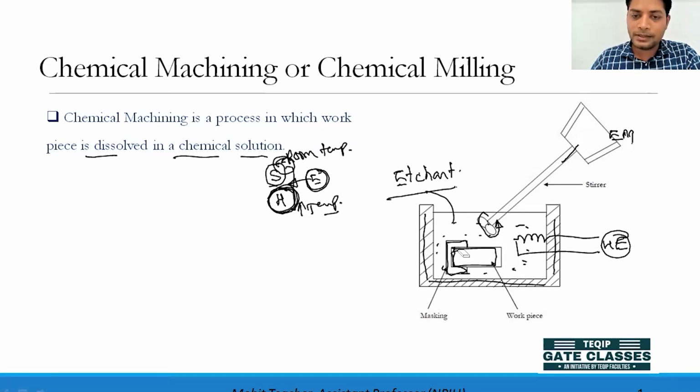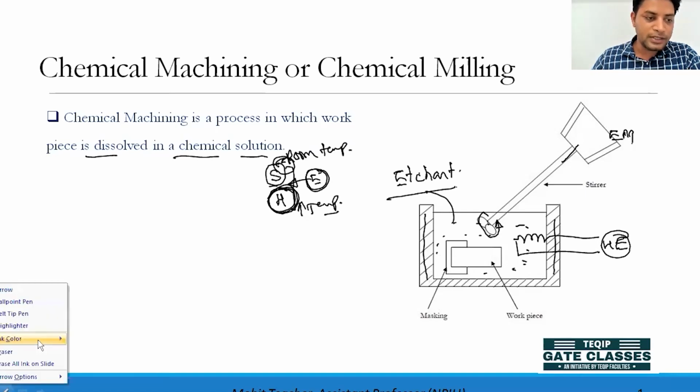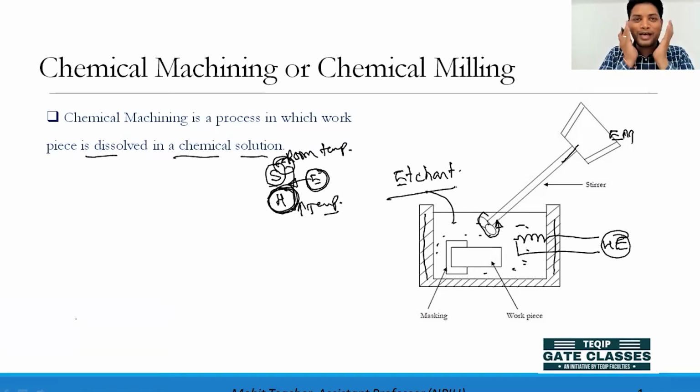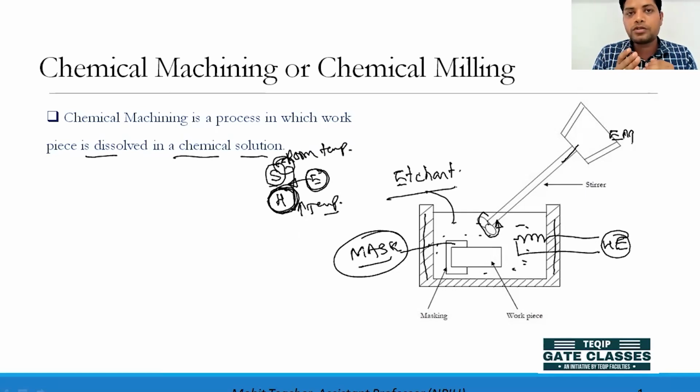A simple mask is like, now that the pandemic situation is going on, it's easy to understand masking, how to apply the mask over the face. So this is the mask, and we are fixing it over a particular space. Why? Because from that area we do not have to remove the material. It means that the area where the mask is not applied, not covered, from that area only we want to remove the material.